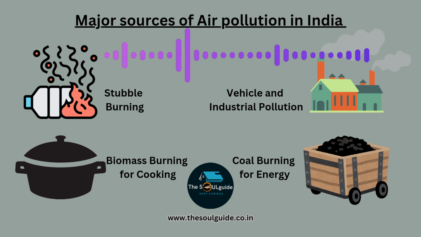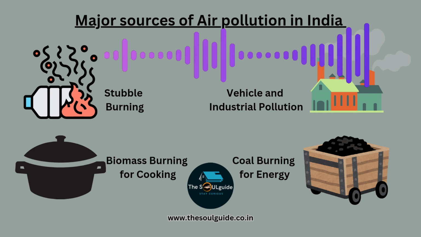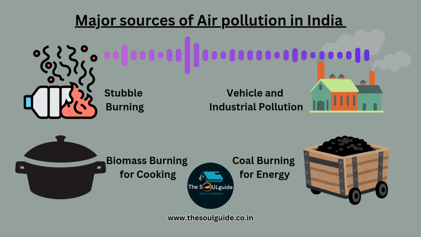Coal burning for power generation and industrial processes emits pollutants like sulfur dioxide and particulate matter, adding to the air quality concerns. Vehicle emissions from a growing number of cars, trucks, and buses release harmful gases such as nitrogen dioxide and carbon monoxide. Additionally, industrial pollution from factories and manufacturing plants releases various pollutants including sulfur compounds and volatile organic compounds. Together, these sources contribute to a high pollution burden in India, affecting health, visibility, and the environment.